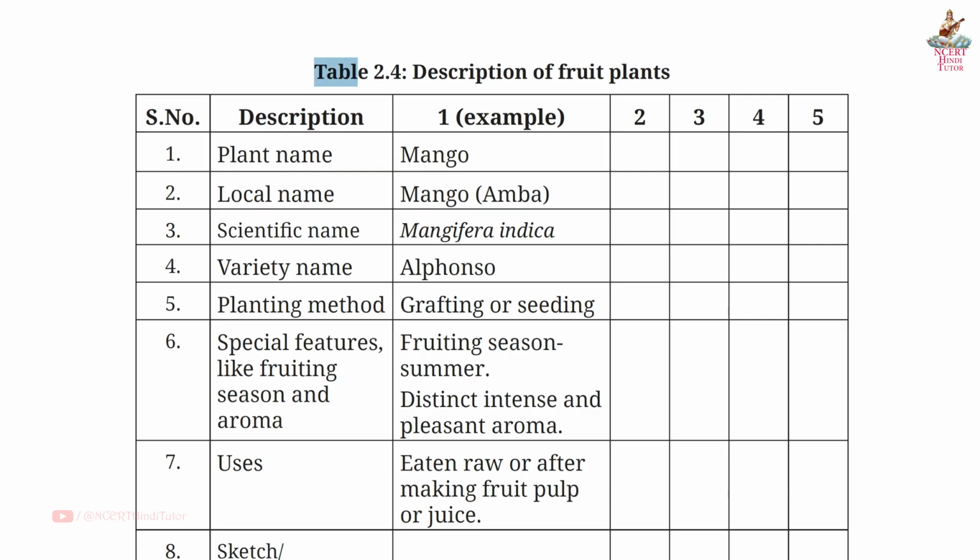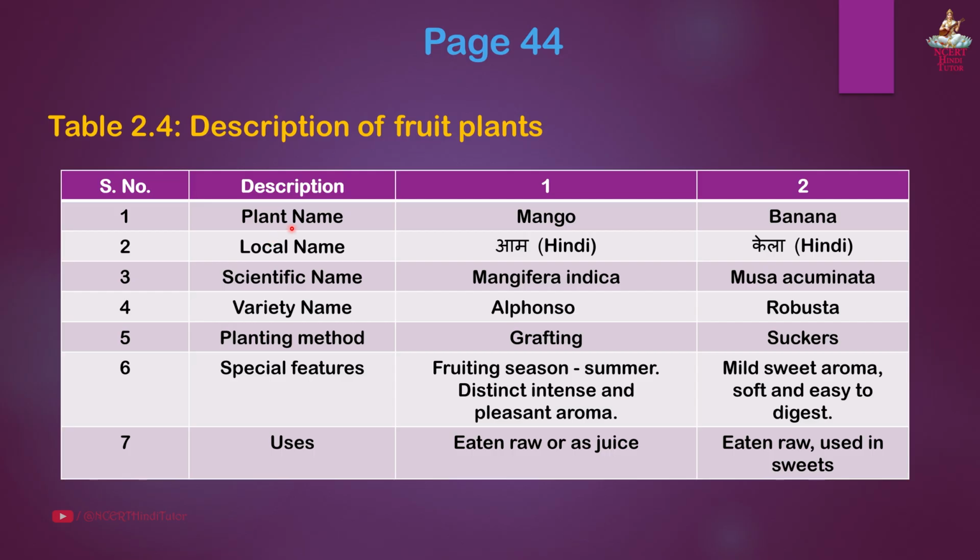Page 44, Table 2.4: Description of fruit plants. Plant name mango, local name aam in Hindi, scientific name Mangifera indica, variety name Alfonso, planting method grafting. Special features: fruiting season summer, distinct intense and pleasant aroma. Uses: eaten raw or as juice. Second, banana. Local name Kela in Hindi. Scientific name Musa acuminata. Variety name Robusta. Planting method suckers. Special features: mild sweet aroma, soft and easy to digest. Uses: eaten raw, used in sweets.